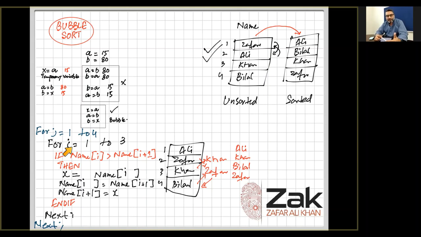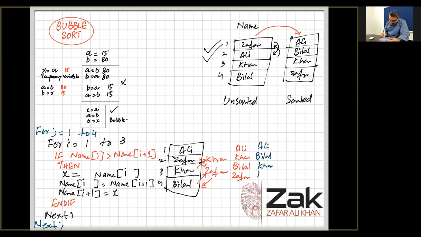Now for I is equal to 1, 2, 3. If Ali is greater than Khan, no, I becomes 2. If Khan is greater than Bilal, yes. In this case, Bilal will come up and Khan will go down. Now this is the third iteration. If name 3 is greater than name 4, if Khan is greater than Zafar, no, it is not. So only one exchange has happened. This inside loop is now finished. So this is the current condition: Ali, Bilal, Khan, and Zafar.